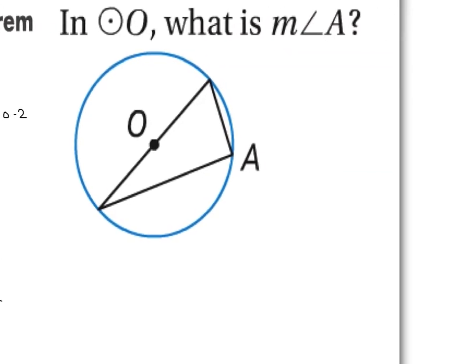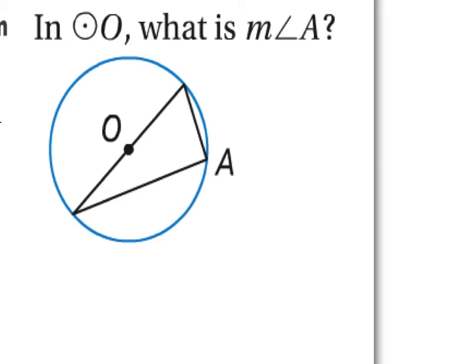Okay, so let's go over here to this second one. In circle O, what is the measure of angle A? I want to know the measure of this angle right here. If I follow the angle to its arc, there's one side of the angle, here's the other side, and the arc goes around all the way like so. You'll notice the arc is a semicircle, so essentially the arc here is 180 degrees.